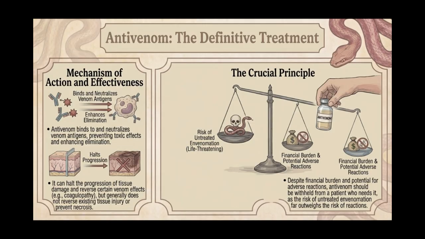Antivenom is considered the only specific therapy for snake envenomation. Its primary mechanism involves binding to venom antigens, neutralizing their toxic effects, and facilitating their elimination from the body. While antivenom can halt tissue damage and reverse some effects such as coagulopathy, it generally cannot reverse pre-existing tissue injury. Despite the potential cost and risk of adverse reactions, the danger of untreated envenomation usually outweighs the risks associated with antivenom administration. Therefore, antivenom should never be withheld from a patient who needs it.